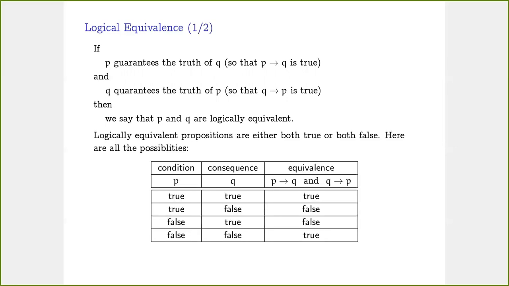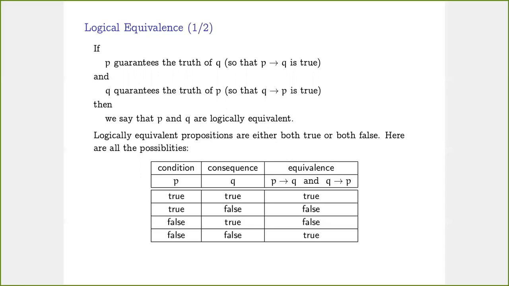Logically equivalent propositions are either both true or both false. Here's a table that shows all the possibilities. So we have all four possibilities for combinations of P and Q. And if we look at the first row, when P is true and Q is true, both implications are true, and the equivalence is true. Now, in the second row, if P is true and Q is false, then P implies Q is false. And although Q implies P, the second implication is true, according to the table on the previous slide.